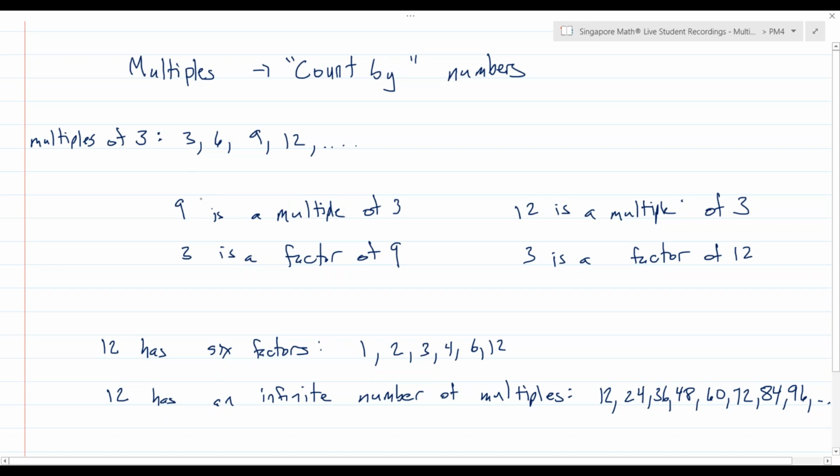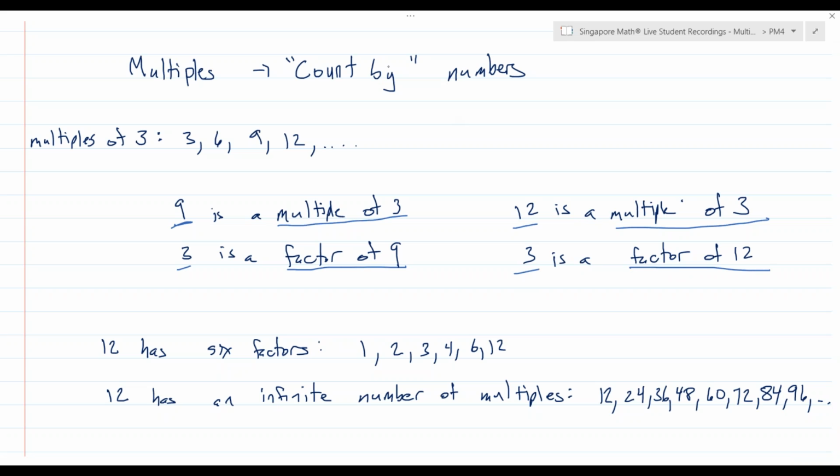So here's a couple of sentences to help you think about the words we've learned lately. 9 is a multiple of 3. It's a count by. If you count by threes, you land on 9. If you say that backwards, you would say 3 is a factor of 9. Remember, we just spent a couple of days talking about factors. You could look at another example and say 12 is a multiple of 3, because if I count by threes, I land on 12. 3, stated backwards, 3 is a factor of 12.